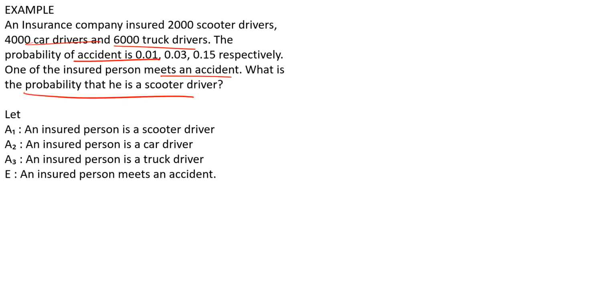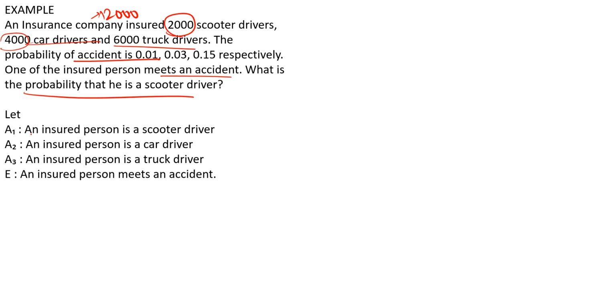So first of all, the event that occurs first, we are asking its probability given that the second event has already occurred, right? That the accident already occurred. What is the probability that the insured person was a scooter driver, right? So now, first of all, what is the total of these 2,000, 4,000, 6,000? This makes a total of 12,000. So the company has insured a total of 12,000.